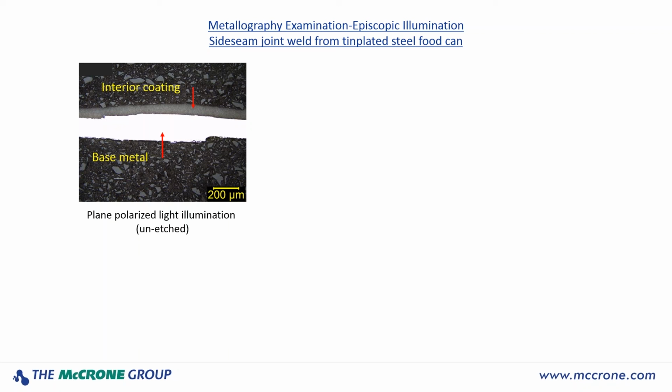So here we have plain polarized light illumination. In other words, I have bright field illumination with one polarizer in the light path to help reduce some of the glare. And we can see the base metal, the weld, and the interior coating.